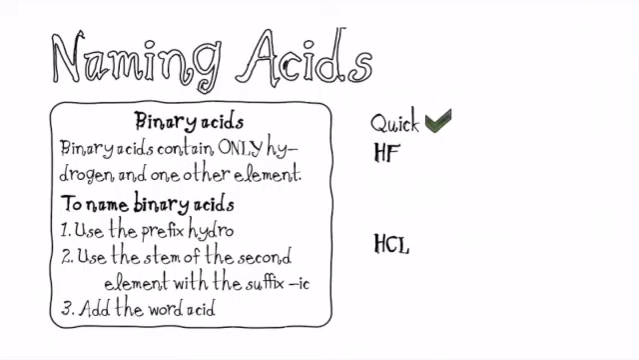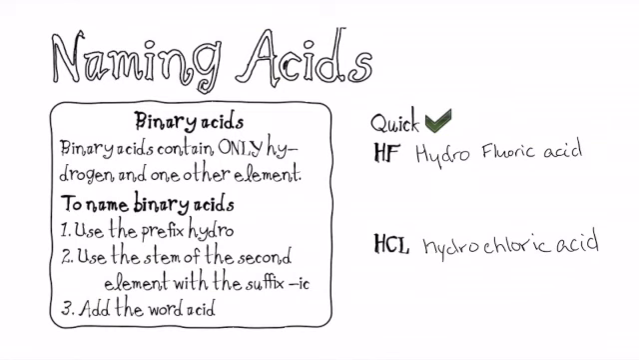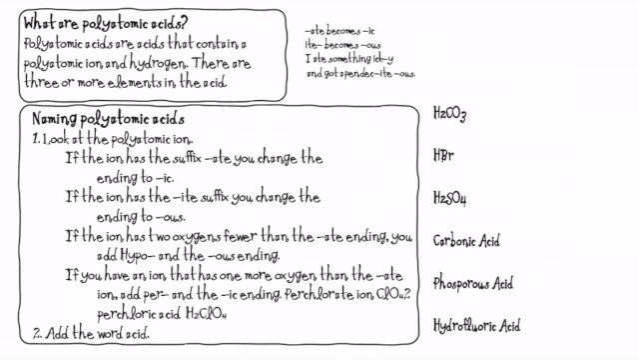Naming acids. Binary acids contain only hydrogen and 1 other element. To name these, you'll use the prefix hydro, and then the stem of the second element with the suffix ic, and then add the word acid. So this would be hydrofluoric acid. This one is hydro, it's chlorine, so chloric acid, hydrochloric acid.